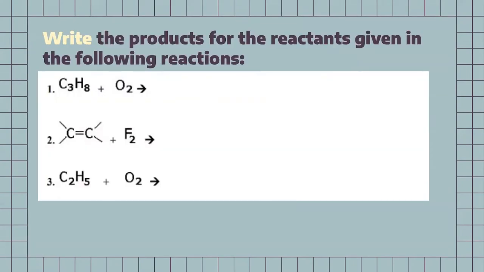For this homework, we have to write the products for the following reactions. So looking at my first one, I have a hydrocarbon with oxygen. I know I'm going to have a combustion, so I know that my products are going to be CO2 plus H2O. Now I know it's not balanced, but you can balance it on your own.